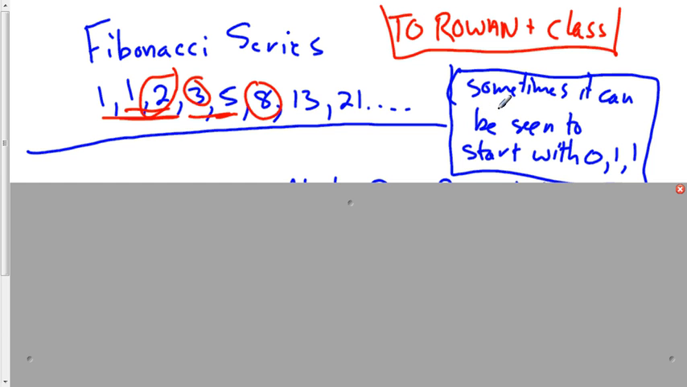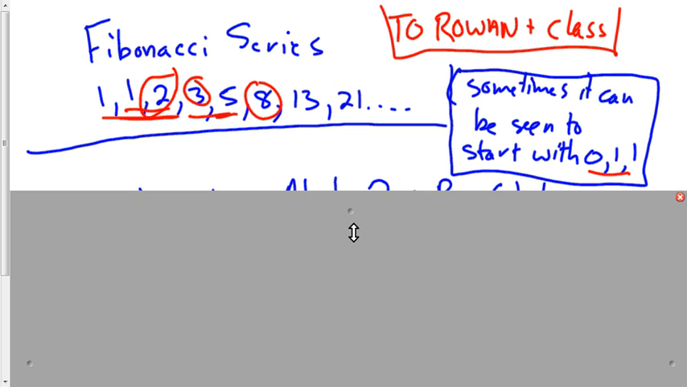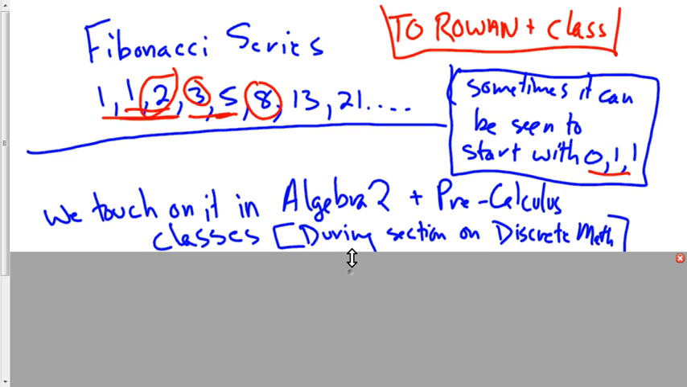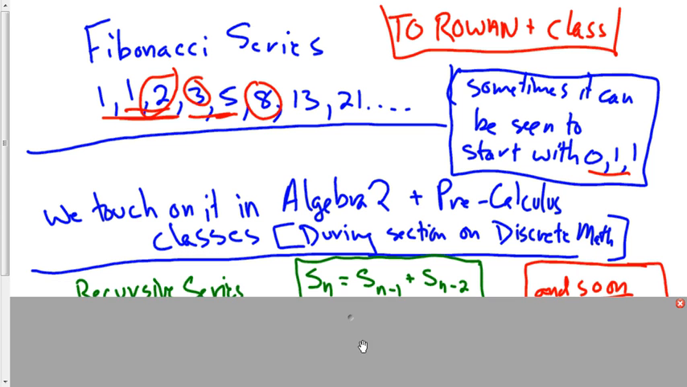I didn't know until I saw it, but sometimes you can start with 0, 1, 1. I always thought it just started with 1 and 1. So a couple ways to get there. As I said, we look at this a little bit in Algebra 2 and pre-calculus and during different sections of discrete math. And discrete math is kind of the math that they can't put a topic and a name to, so they kind of throw all sorts of stuff at it. And sequences and series are one of those.